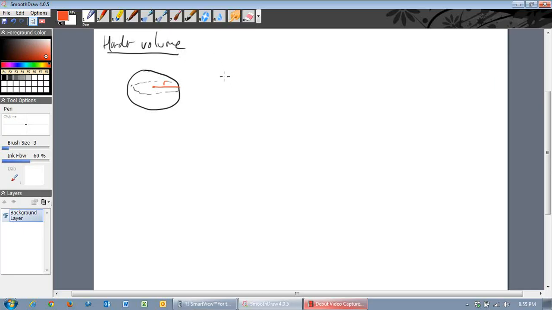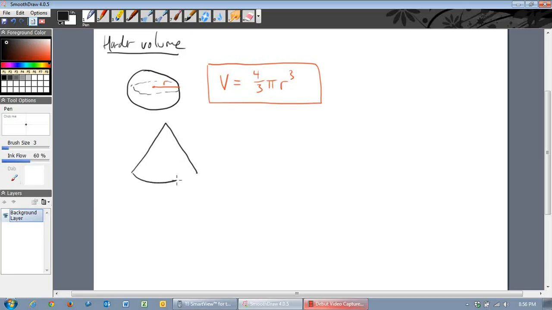Our formula here: the volume of a sphere is equal to 4/3 pi r cubed. There's your formula for the volume of a sphere. And other ones that you need to know are pyramids. I have to do a cone first. I'll do a pyramid second because I'm not very good at drawing them.